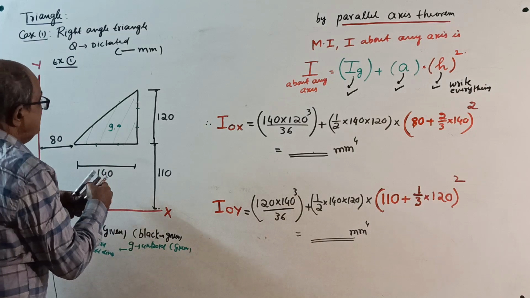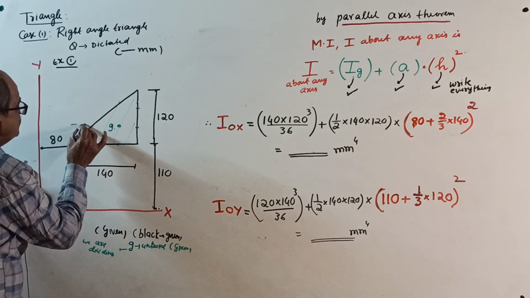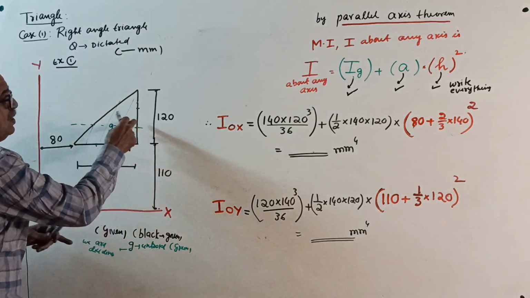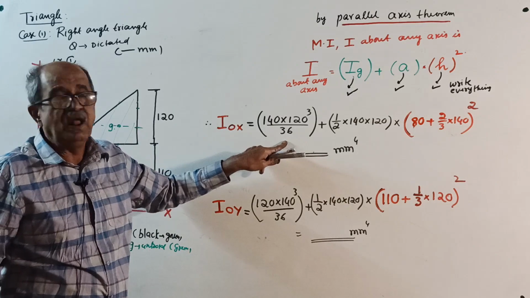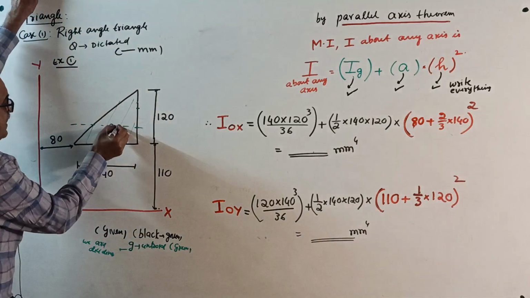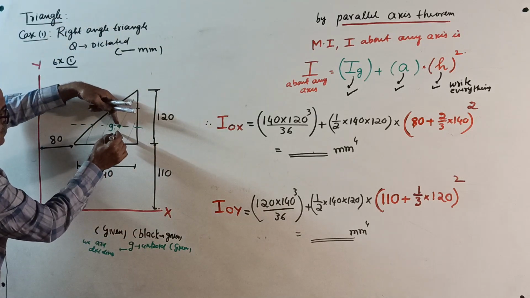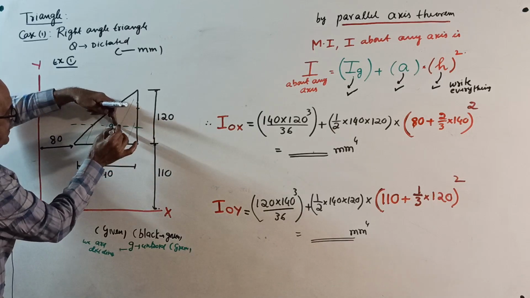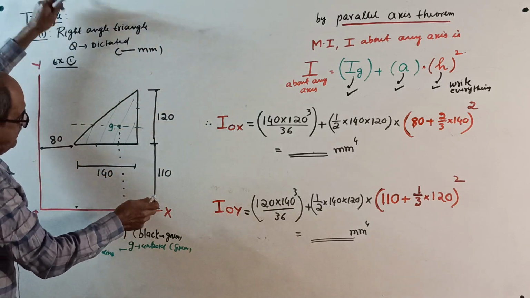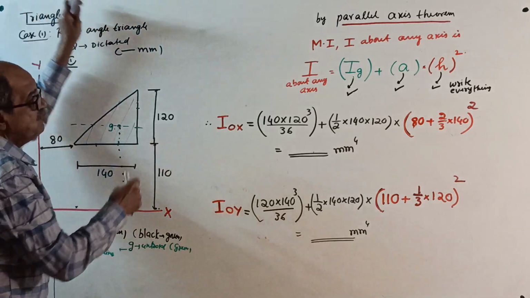Okay, start. First, see correctly what I am doing. I want I about Ox. First, about its own centroidal axis, parallel to Ox: 140 into 120 cube divided by 36. You know the formula. Area, half into 140 into 120 into, from centroid of the component to the required axis, see, perpendicular square. See, red color, into, see here, this distance square.